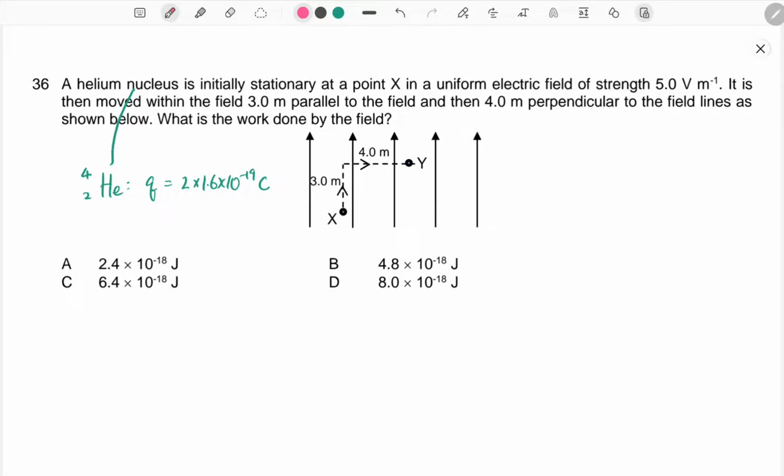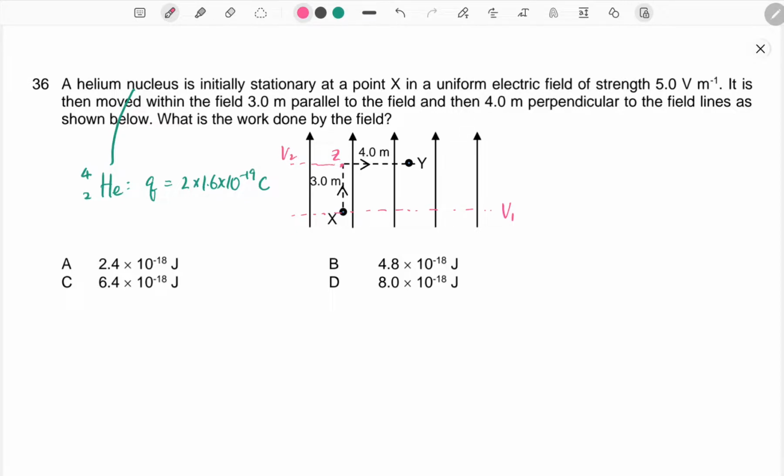In this question, we have a helium nucleus being moved within the E field. It's moved from point X to some point, let's call this point Z, and then to Y. What's happening in the process is that when you go from X to Z, you're moving it from a certain equipotential line, let's call this V1, to another equipotential line, which is V2.